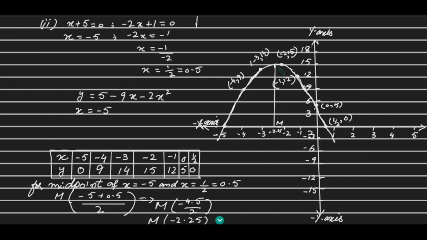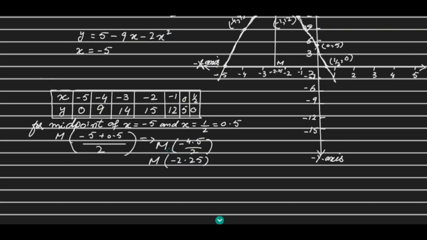Now for the stationary point, as we know, the x values minus 5 and 0.5 lie on the x-axis. These are the two roots, minus 5 and 0.5. Now we find the midpoint of minus 5 and 0.5. We write x equal to minus 5 and x equal to 1 by 2, 0.5. We find the midpoint: minus 5 plus 0.5 divided by 2, we get m equal to minus 4.5 over 2, or m equal to minus 2.25. This is the x value.